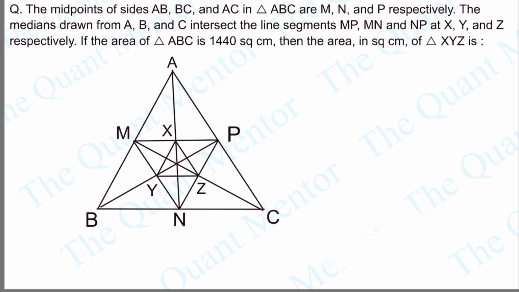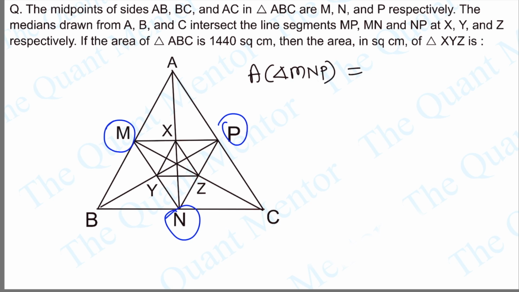The concept is for the sides AB, BC and AC, the midpoints being M, P and N. When I join these three midpoints, I get exactly four triangles: triangle AMP, triangle BMN, triangle CPN and triangle MPN. All these triangles are of equal areas, and the area of each triangle is 1/4 the area of the big triangle ABC. So from this we can write area of triangle MNP is 1/4 the area of triangle ABC.